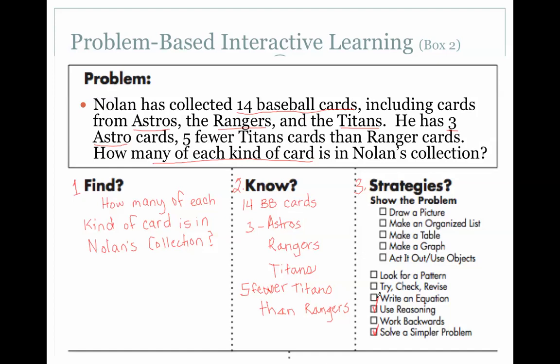Now you can use more than one strategy, or you can try one, and if it doesn't work, you can try something else, like drawing a picture. You can do that, or acting it out, which means you're using counters or objects to solve the problem. And like I said, more than one strategy will be able to work depending on which one works best for you. So let's see what this looks like with the next step.